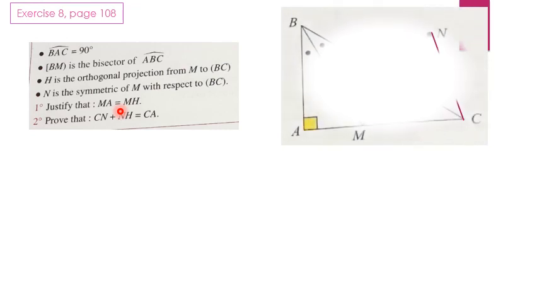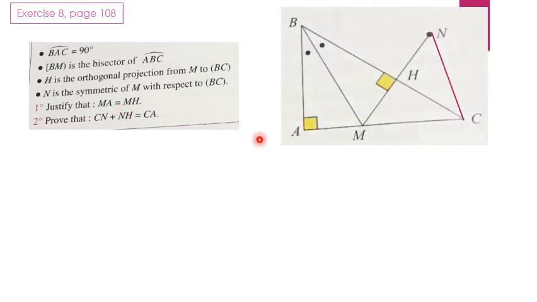The question is, given that the angle BAC equals 90 degrees, BM is the bisector of ABC, H is the orthogonal projection, or the perpendicular drawn from M to BC, N is the symmetric of M with respect to BC. I have to prove that MA equals MH.